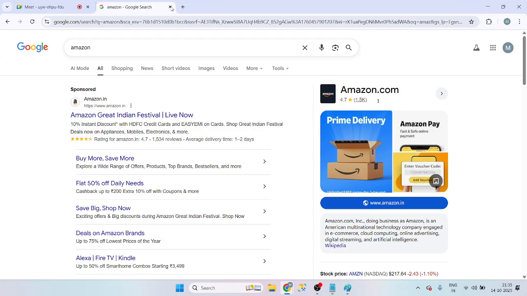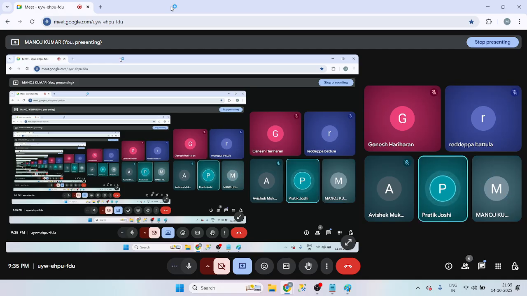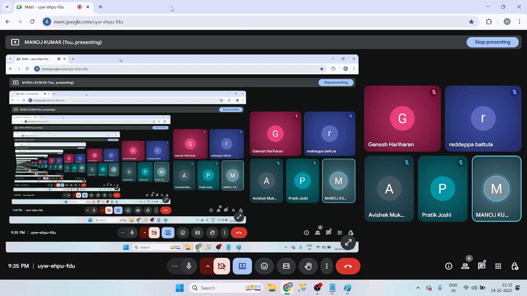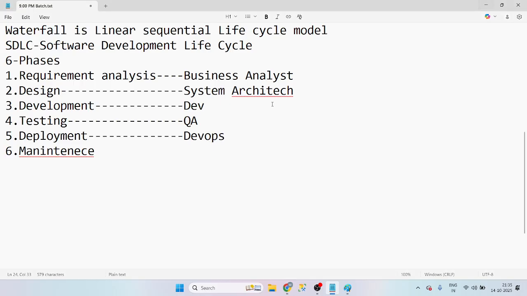Okay, did you understand? Did you understand, guys? Redappa? Yes. Abhishek? Redappa, did you understand? Okay, yeah, you said you are in now. Okay, Ganesh? Yes, yes. I understood. Okay, sounds good.